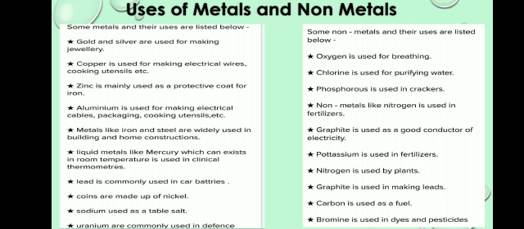Potassium is used in fertilizers. Nitrogen is used by the plants. Graphite is used in making lids. Carbon is used as a fuel. And last is bromine, which is used in making dyes and pesticides. We have sulfur also, which is used in the vulcanization of rubber.